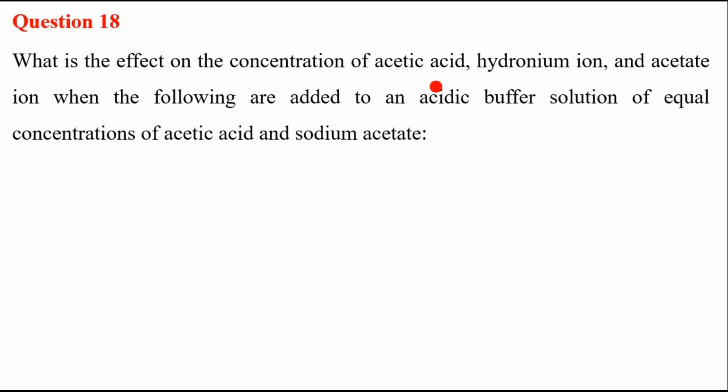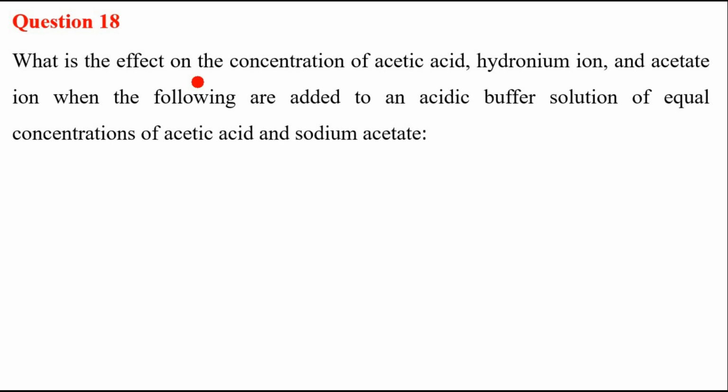So I'm moving again very fast, because the exercises are very easy. You can try solving them yourself. Let's see question 18. Question 18 is asking what is the effect on the concentration of acetic acid, hydronium ion, and the acetate ion when the following are added to an acidic buffer solution of equal concentrations of acetic acid and sodium acetate.